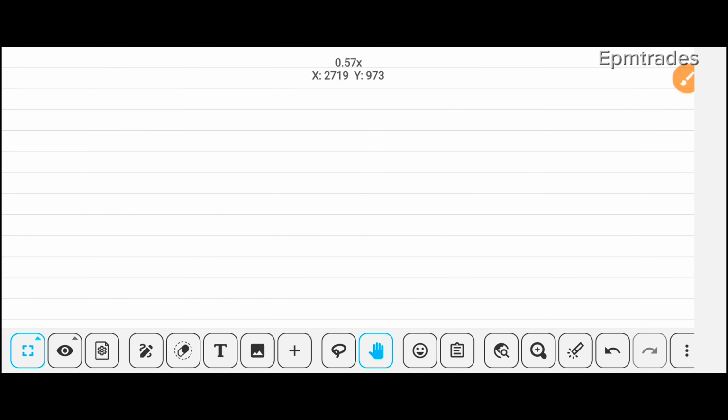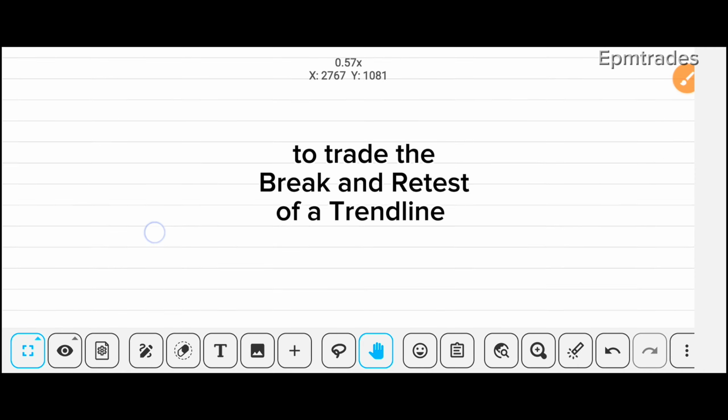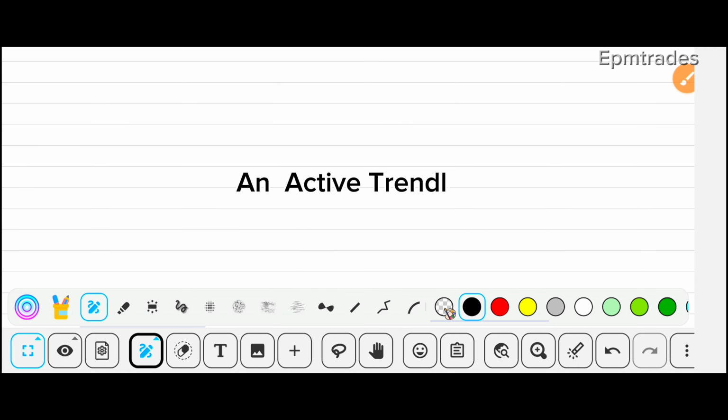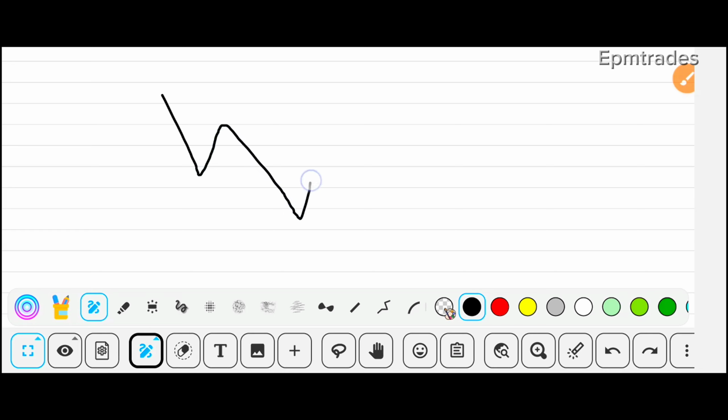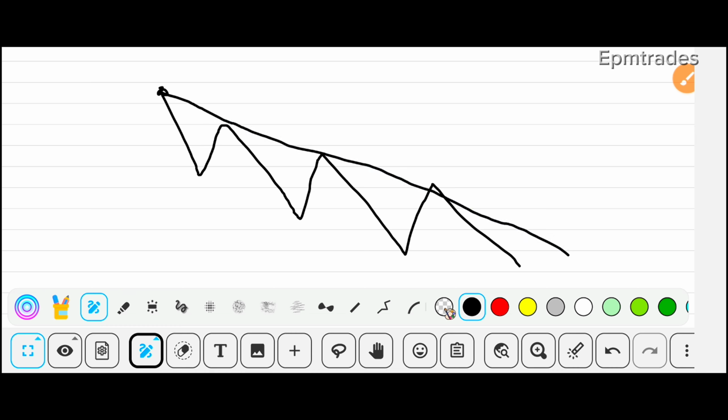So moving forward, in order for you to trade the break and the retest of a trend line, you need an active trend line. Let's say for example, we have this downtrend currently and price creates a low, a lower high, a lower low, a lower high, a lower low, a lower high, a lower low. You understand? So we need an active trend line. That is, we just have an active trend line from point A to point B. You understand? Which is our trend line.